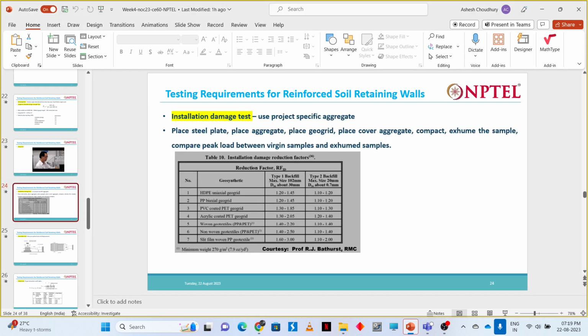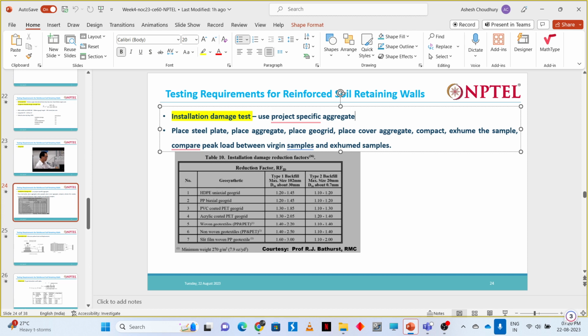Okay, then we have the installation damage test. In the installation damage test, we first do that in the field only. We place a steel plate, we place aggregate, we place the geogrid or the reinforcement, then we place the cover aggregate again, and then we compact it. After that, we pull the specimen out of that place. We take out the geogrid from that place, and we test that specimen.